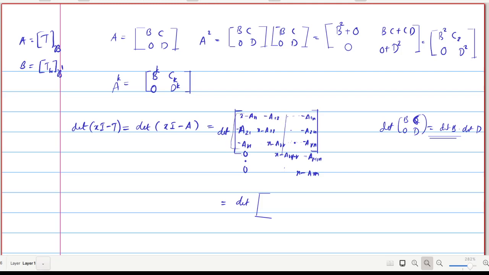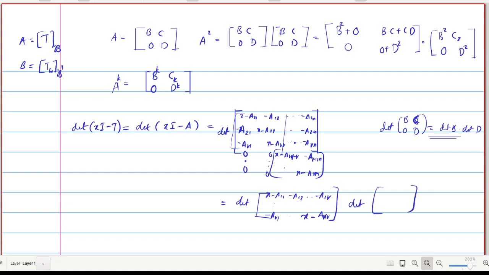That is x minus a11, minus a12, etc., minus a1r, etc., minus ar1, etc., finally x minus arr, times the determinant of this part. Because here we have 0, this is the zero matrix, so it takes this form. Then in order to evaluate the determinant of this, you write the determinant of the other part.